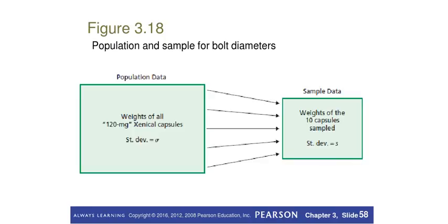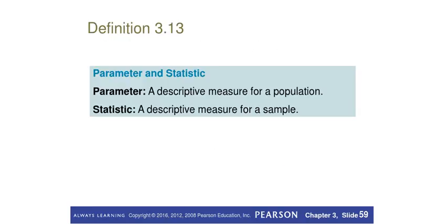Essentially, the relationship right here is that for our population data, right, if we said the weights of all 120 milligrams Xenocal capsules, with a standard deviation sigma, the standard deviation for our sample, s, is going to be a little bit smaller than that of the population data. That's why we have to divide by n minus 1 to compensate for that difference in sizes, right? So when we divide by n inside of our formula, n minus 1 gives us what we call degrees of freedom and a chance to balance out, compensate for that difference in the population versus sample size.